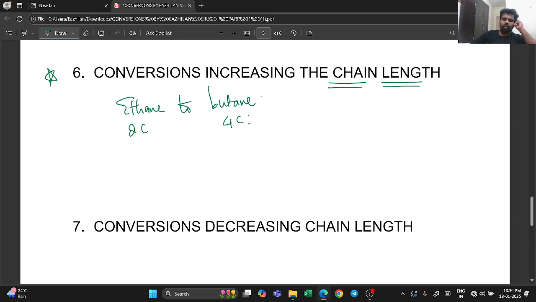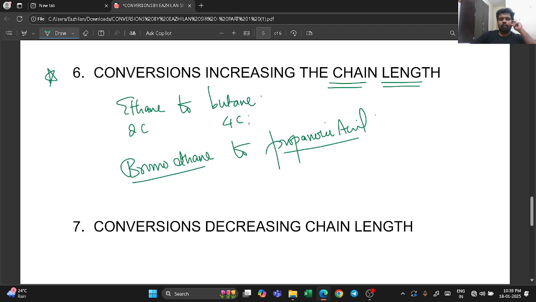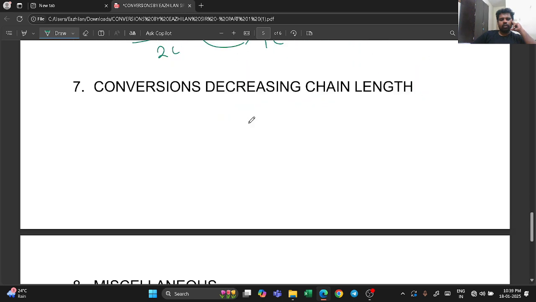Sometimes we encounter conversions like this: bromoethane to propanoic acid. So these reactions involve increase in the carbon number. Here you can see that there is an increase of 1 carbon. In ethane we have 2 carbons, and here we have 3 carbons in propanoic acid. So how are we going to do such kind of conversions? We will be discussing it.